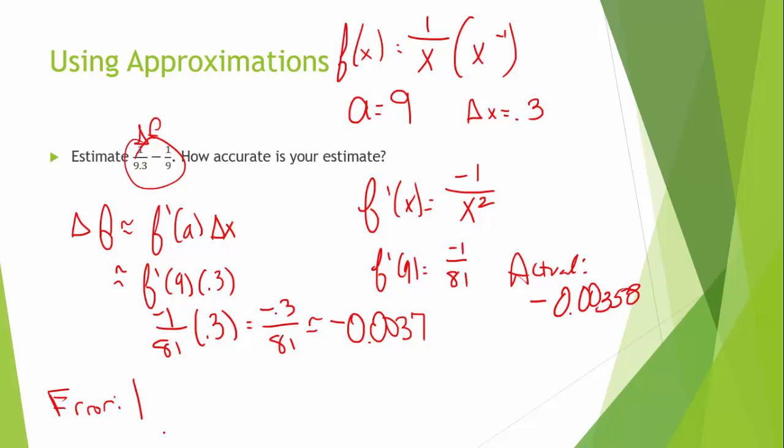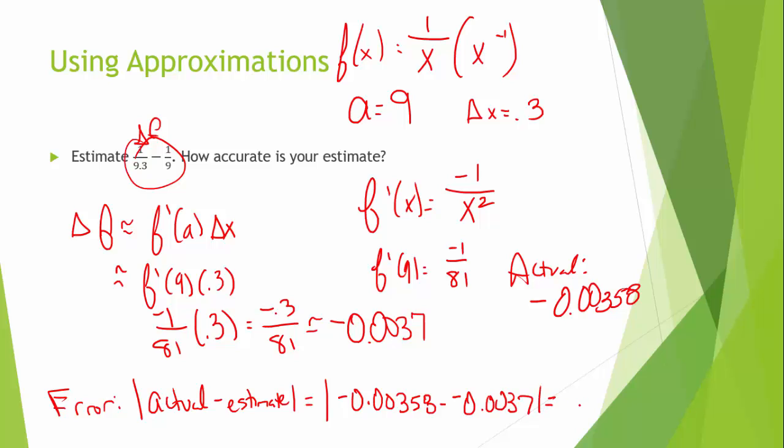Okay, so if you want to figure out how far off you are, what the error is, you've probably done this in science class, the error would be the absolute value of the distance between your actual minus your estimate. So in this case, that's going to be the absolute value of negative 0.00358 minus negative 0.0037, which I get 0.00012, or if you like scientific notation, 1.2 times 10 to the minus 4.